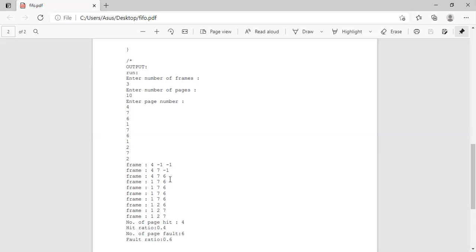Next page is 6. 6 is also a page which is already in the frame, so it is also a page hit. Now 1 is the next page, which is already in the frame, so it is also a page hit. 6 is also already in the frame, so 6 is also a page hit.